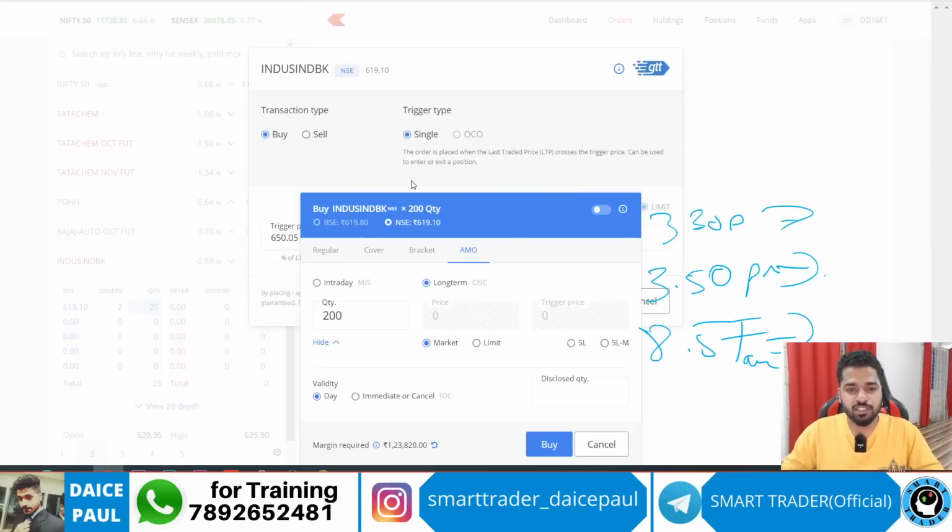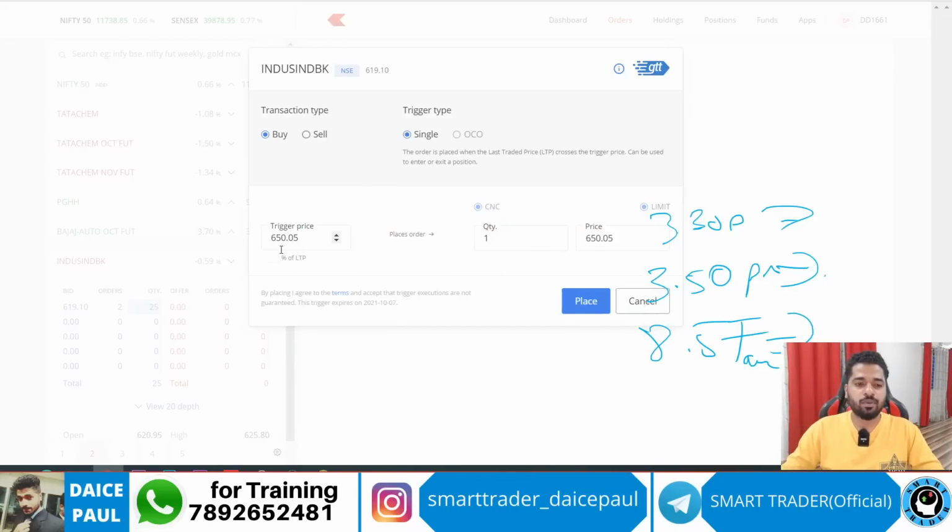So if you want to create a GTT order, for example, you want to buy at a price lower, maybe in 2-3 days the price may go to 700. Let's say this is 619, if you want to buy at 650, then you can put a GTT order, which is called good till triggered order, which will be pending till 1 year. Till your price reaches 650, it will be pending. As soon as it reaches 650, your order will be triggered.